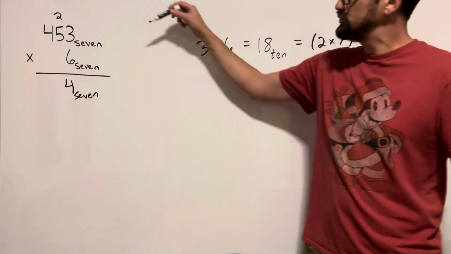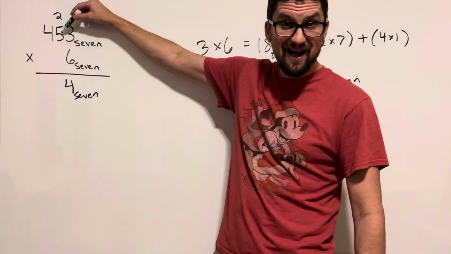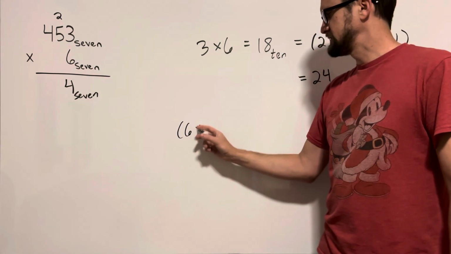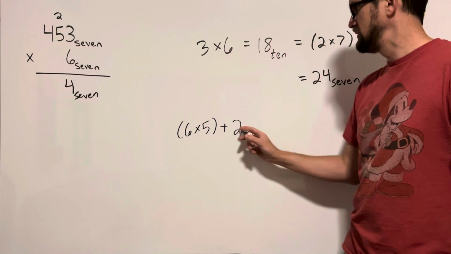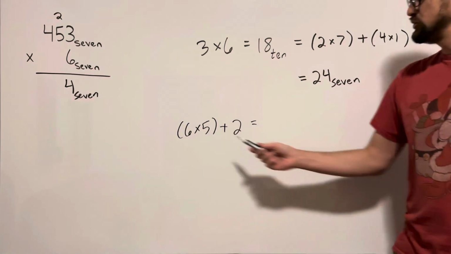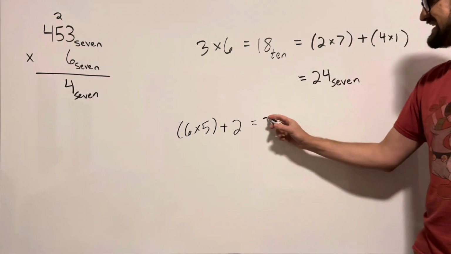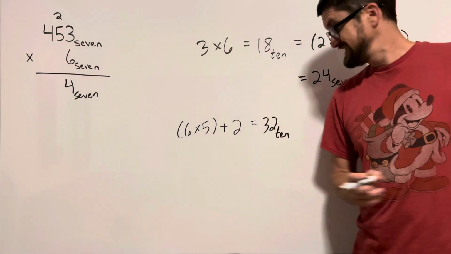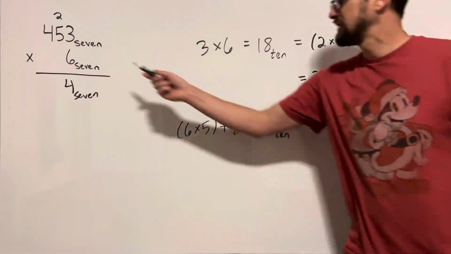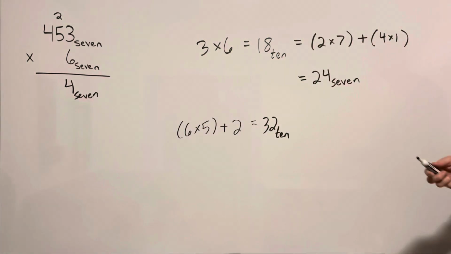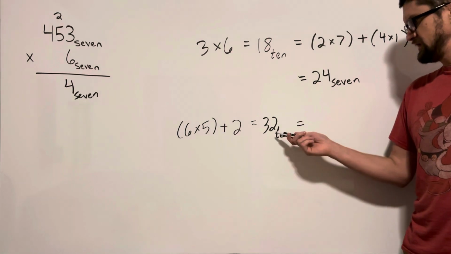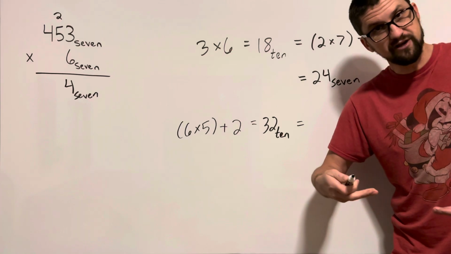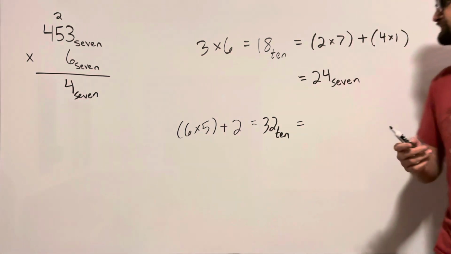All right, now I'm going to do 6 times 5 plus 2. That gives you 32. But again, that's base 10. We need to figure out what this is in base 7. So I can put it under there. Figure out how many groups of 7 you have again. 32 is too small for groups of 49, so I start with groups of 7.